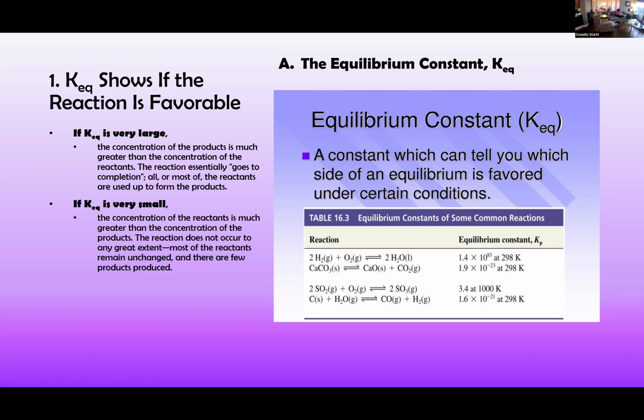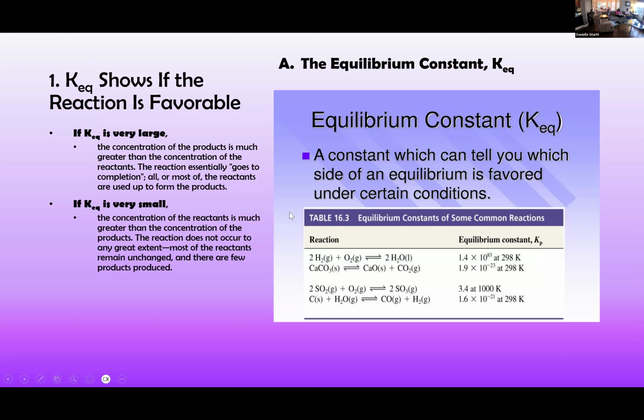Right, okay, so your concentration of the reactants is going to be greater than the concentration of the products, and the reaction does not occur to any great extent. Most of the reactants are going to remain unchanged, and there are a few products produced. So understand that if your equilibrium constant is very large, you have a higher concentration of products, and if it's very small, you have a higher concentration of reactants.